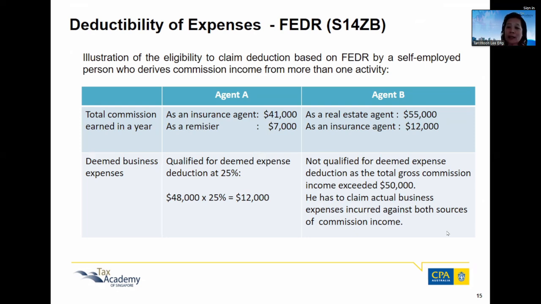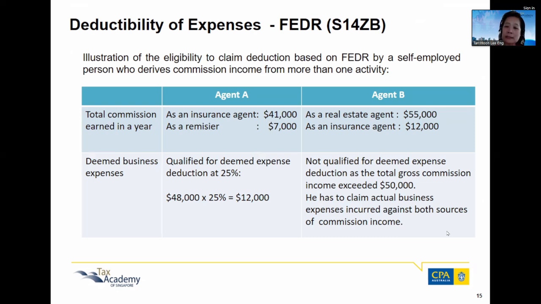Okay, when we look at commission income, we look in totality. Agent A's total commission income is 48,000. So we don't look at whether it's an insurance agent or remisier, but we look at his total commission income. So his commission income is 48,000, he qualifies. So he can opt for deemed expense ratio of 25%, if he wishes to.